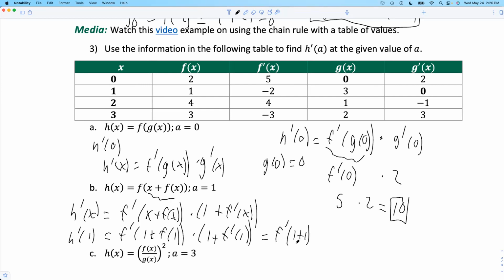So f prime of 1 was 1. I got that from the table. Times 1 plus f prime at 1 is negative 2. So f prime of 1 right there, that's negative 2. So this is f prime of 1 plus 1 is 2.